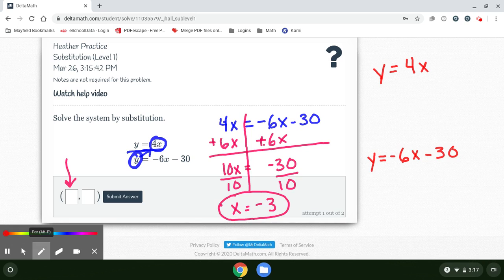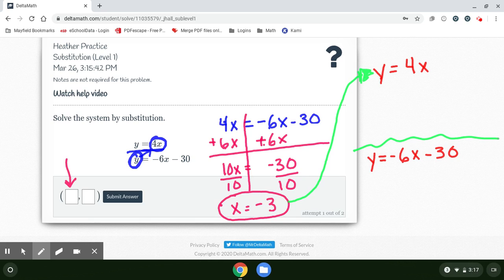I usually pick the one that I find to be the easier equation or less steps. So for this particular problem, I would substitute x into that equation because I only have to multiply by 4. So I can do y equals 4 times negative 3, which is negative 12. And I have a y.